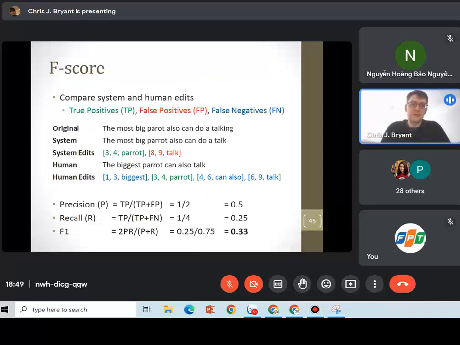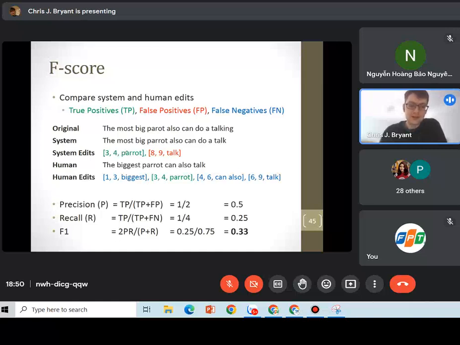So once all the edits have been extracted, we then combine all the information into a single score called the F score. If we have an original sentence here, "The most big parrot can also do a talking," a system might output "The most big parrot also can do a talk." So it's not got everything, it's got some things, but then we can use either the M2 scorer or ERRANT to extract the edits here, and then we also have the human reference edits here.